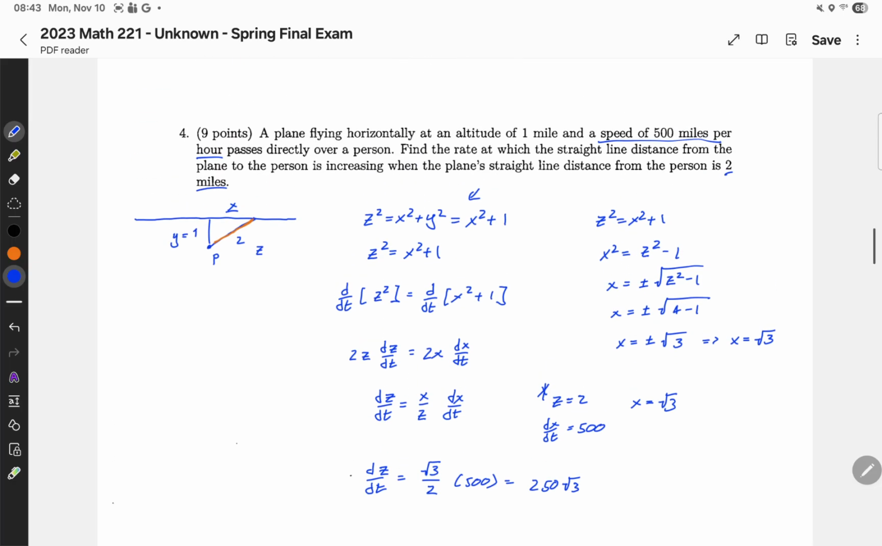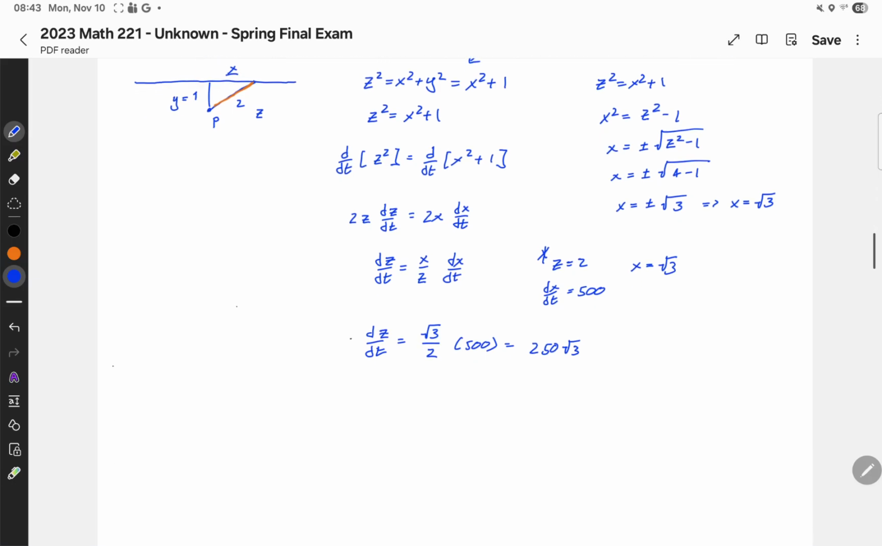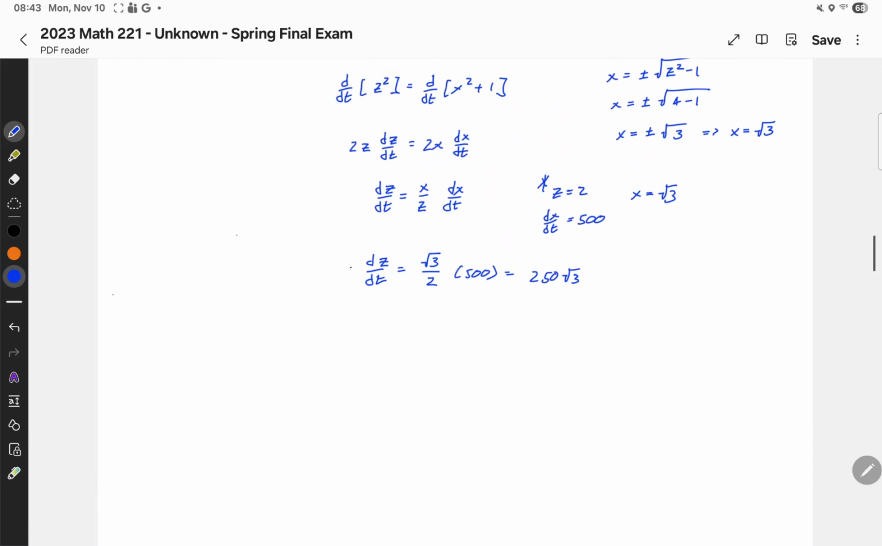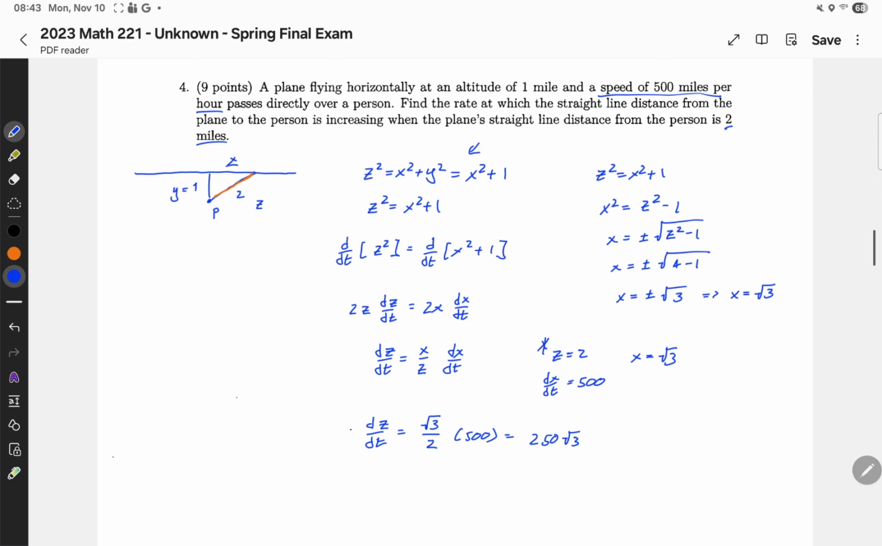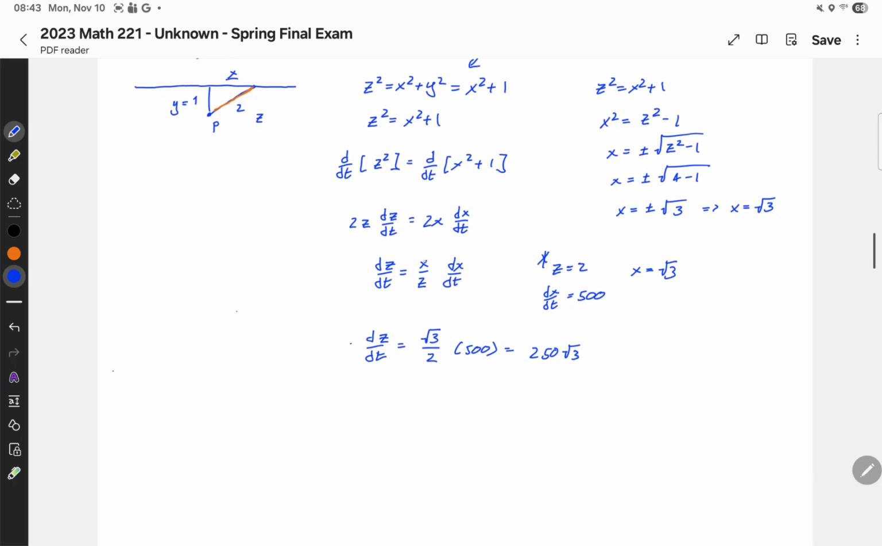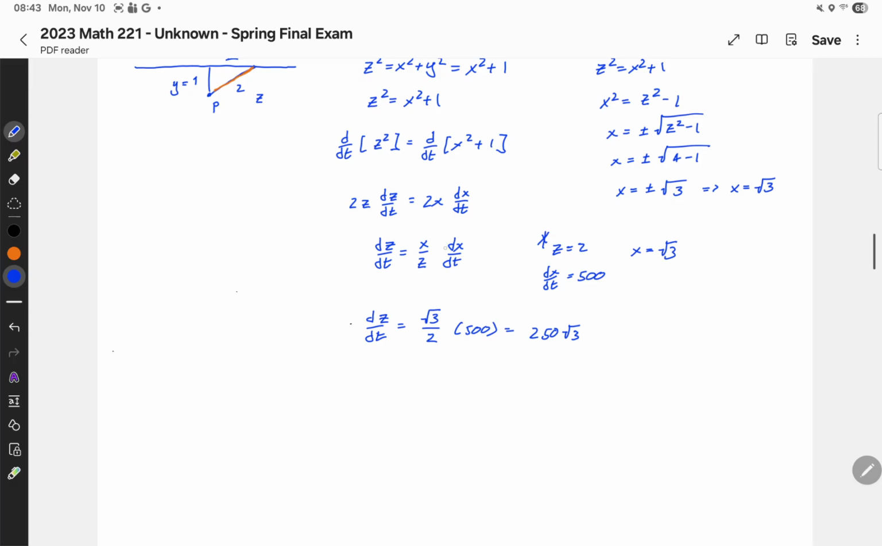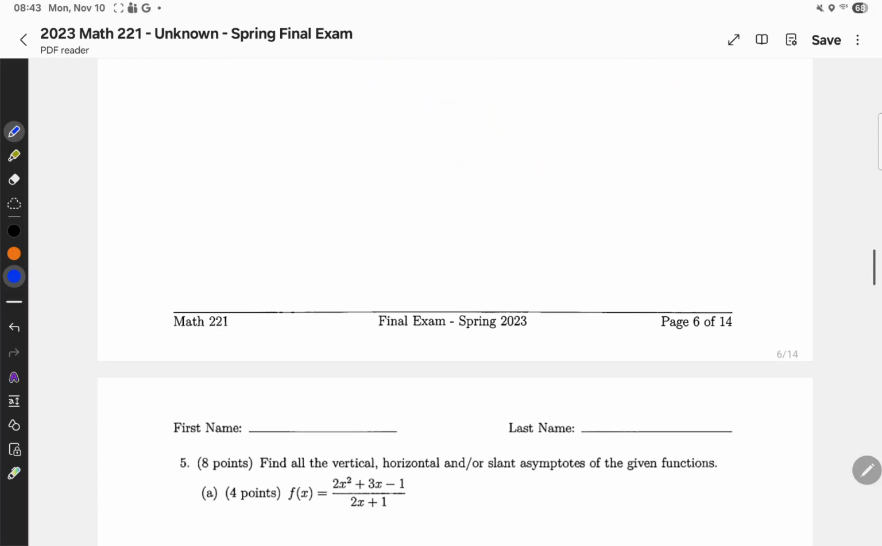And do we need units? It doesn't say. Let's go ahead and include them. Just looking at this real quick, we know that x is in units of miles, and z is in units of miles. So miles over miles is going to cancel. So we're just going to keep the units of the dx dt, which is in miles per hour. You could also probably figure that out because it's a rate. All right, that's our final answer.